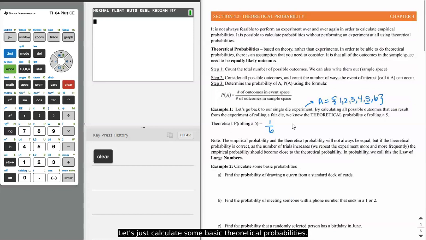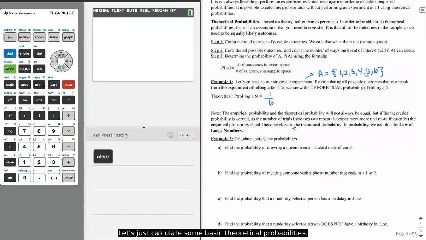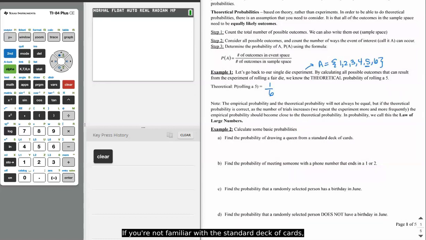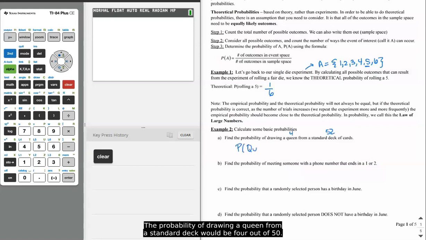So let's calculate some basic theoretical probabilities. A says, find the probability of drawing a queen from a standard deck of cards. If you're not familiar with the standard deck of cards, it is something used a lot in probability. You can always Google a picture and see what the standard deck looks like. We'll talk a little bit more about it in the coming pages, but we have 52 cards in my standard deck, and there are 4 queens. So the probability of drawing a queen from a standard deck would be 4 out of 52.